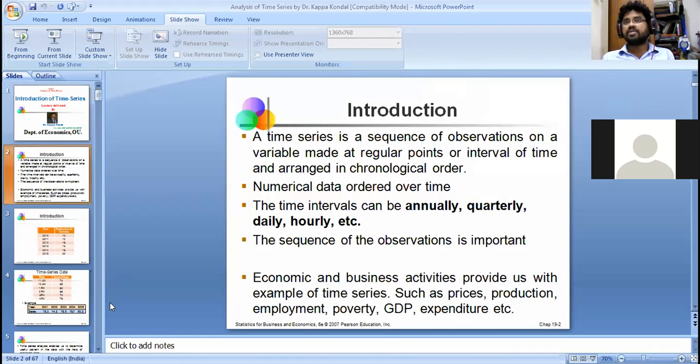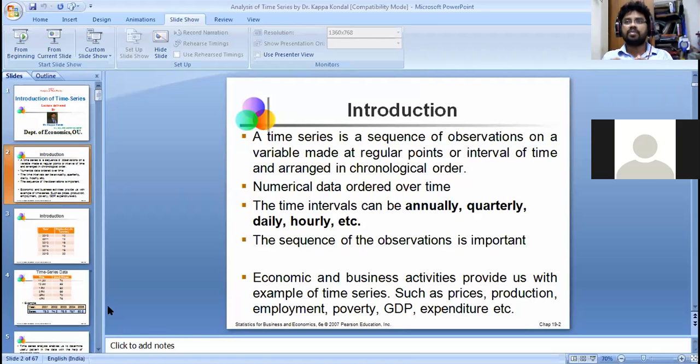As you know, a time series is a sequence of observations on a variable made at regular points or intervals of time, arranged in chronological order. When you collect information about a particular variable and arrange the data in sequence, for example blood pressure, the doctor collects the patient's readings at 9 o'clock, 10 o'clock, 11 o'clock, 12 o'clock, arranged in chronological order.